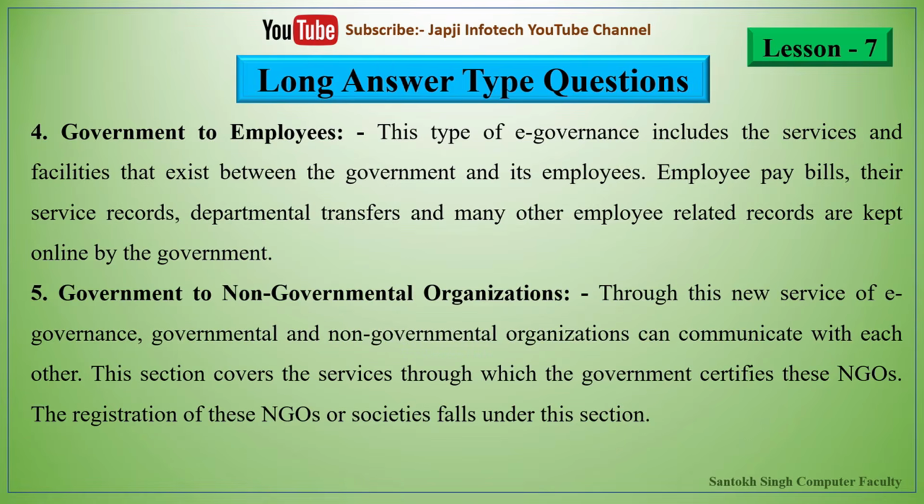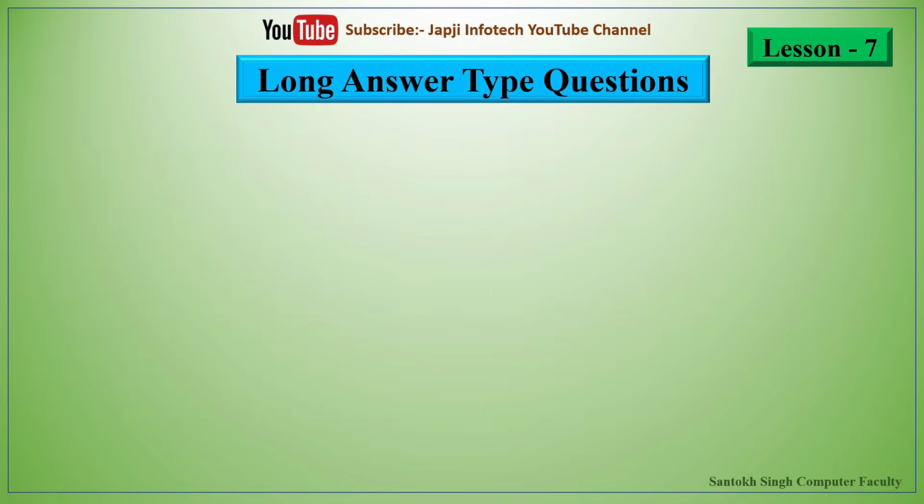And the fifth one is government to non-governmental organization. Through this new service of e-governance, governmental and non-governmental organizations can communicate with each other. This section covers the services through which the government certifies these NGOs. The registration of these NGOs or societies falls under this section.